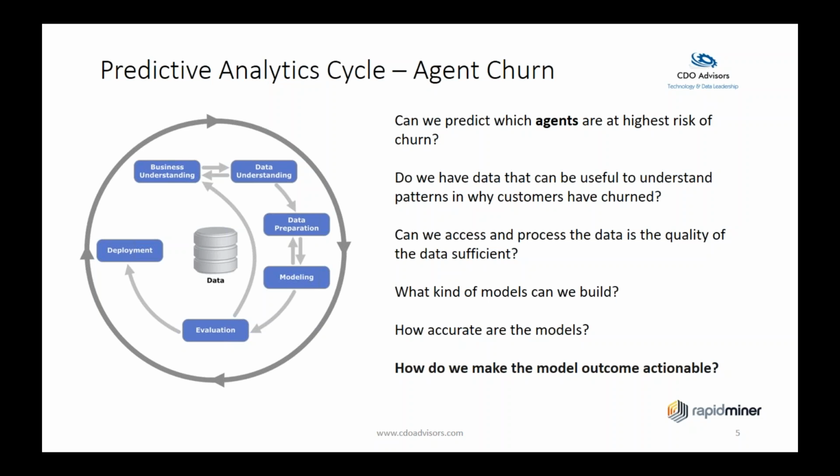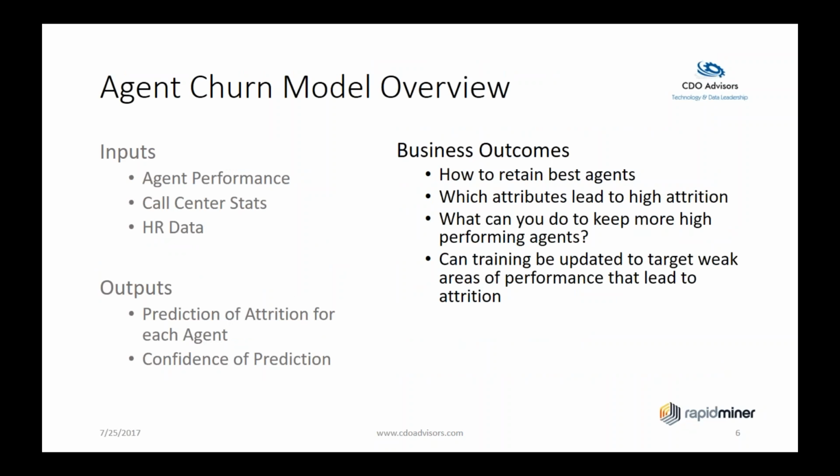So in this case, for the agent churn model overview here, you can see the inputs on the left: agent performance, call center stats, HR data. That's where you would actually go grab the information on your agents, with the output being a prediction of attrition for each agent and the confidence of that prediction. So that's the data modeling piece.